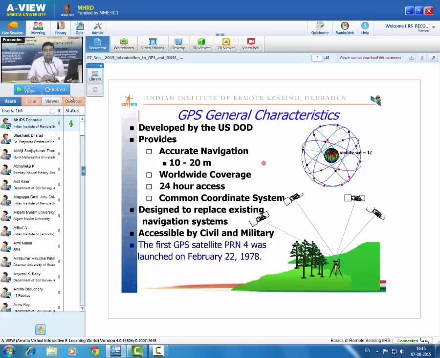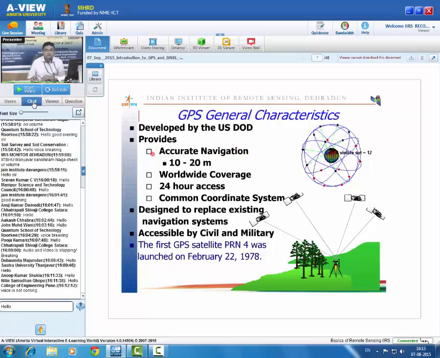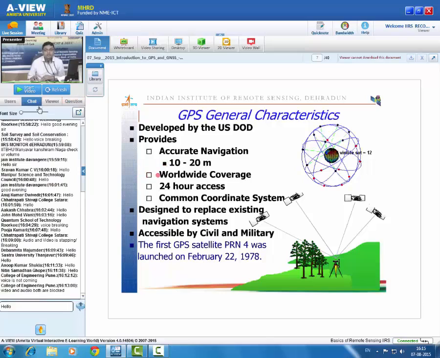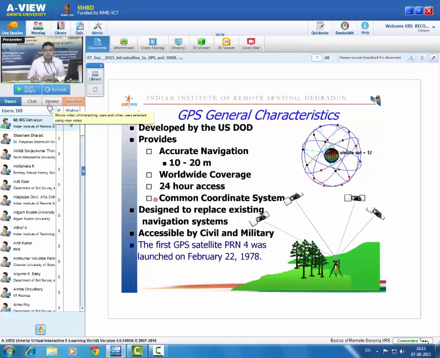The general characteristics of GPS are that it is owned by the United States of America Department of Defense. It is an accurate navigation device giving accuracy of the order of 10 to 20 meters. It has worldwide coverage. It is accessible 24 hours. It works on a common reference frame, that is, a common coordinate system. It is designed to replace existing navigation systems. It is accessible currently to both the civilian and defense establishments.